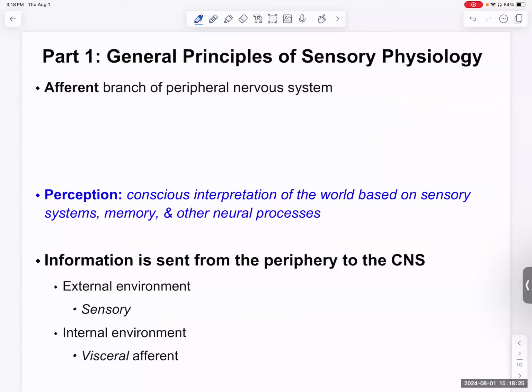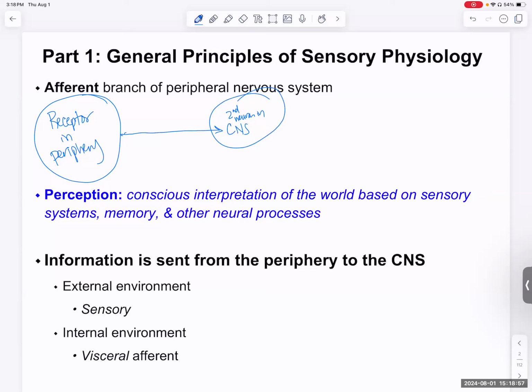First, let's review the central nervous system and peripheral nervous system. The afferent branch of the peripheral nervous system starts at a receptor in the periphery. That receptor has an axon. It's going to synapse on a second neuron in the central nervous system. Then it's going to go up to most likely the thalamus, where it synapses on a third neuron that goes to its cortex.